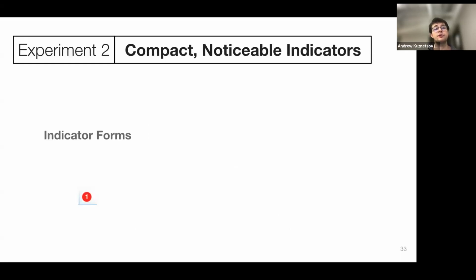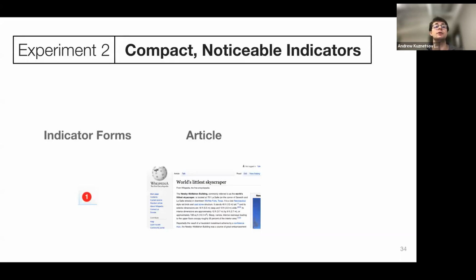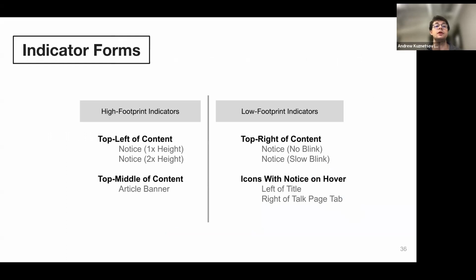First, we created several forms based on an impactful notice from a previous experiment. Next, we placed these indicators on an article. Finally, we measured if users had noticed the intervention. The indicator forms we created and tested can be seen here, categorized by low and high footprint. We created them to test a number of modifications to the current way Wikipedia banners are placed, such as doubling the height of the notice, adding a slow blink, or using small icons with the notice as a pop-up.